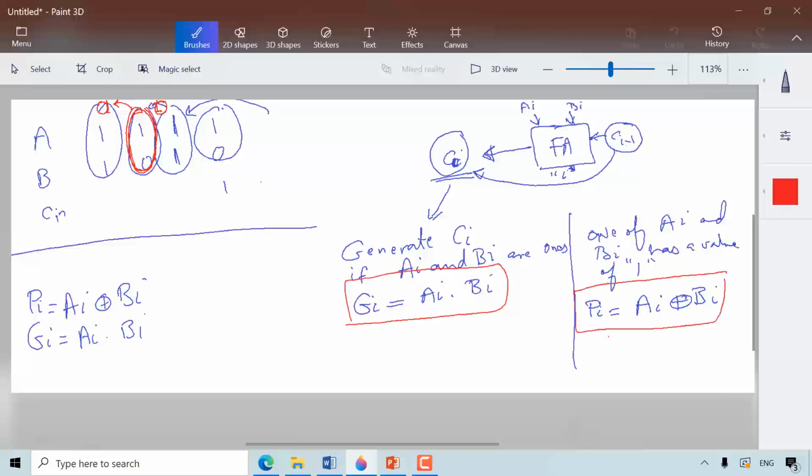If the propagate is 1, it means whatever I receive, I will send it. If I receive Ci minus 1 equals 0, I will generate Ci as 0. If I receive Ci minus 1 as 1, I will generate Ci as 1. But I should say I will propagate. Now, the generate says if you have Ai and Bi as 1s, you will generate a carry here definitely. So these are the cases that we need to understand going forward.